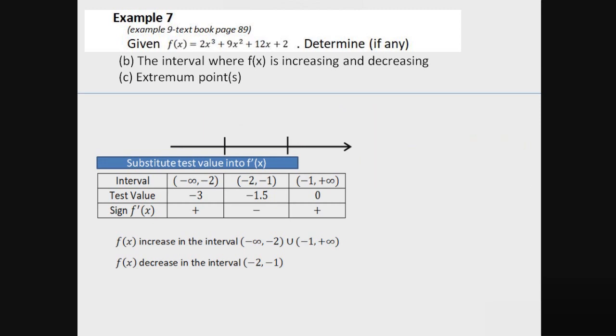How about the extremum points? Like we have learned before, we have to sketch or draw the diagram to see where the maximum and minimum points are located.